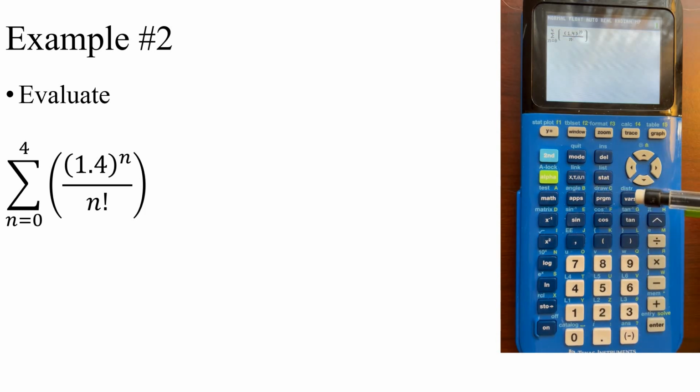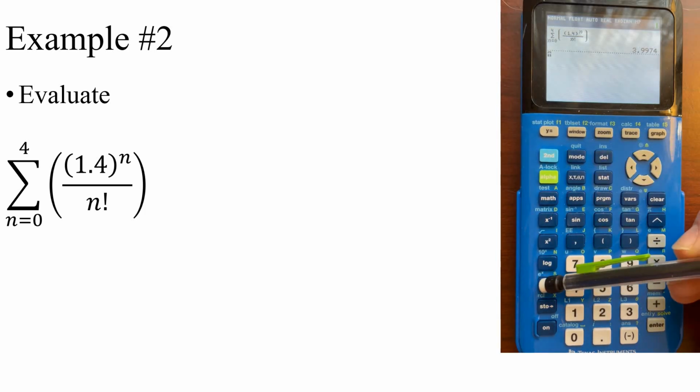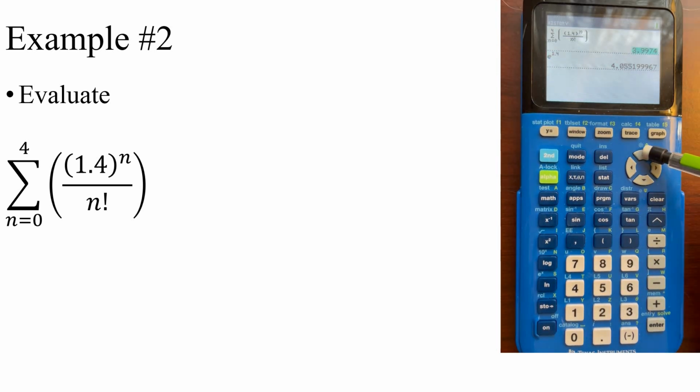So if you remember from our permutation combination video, we then go to our math, we scroll over to probability, and we select the factorial symbol for that. So we get 3.9974. Which if you compare that to the exact value of e to the 1.4, you can see it's pretty darn close. In fact, if we were to do the same summation, but instead of doing it to 4, let's do it to a bigger number. Let's not even go too crazy. Let's say we're doing this to the 10 rather than a 4. You can see right there, it's practically the same thing as e to the 1.4. And the bigger we get, the better the approximation would become.